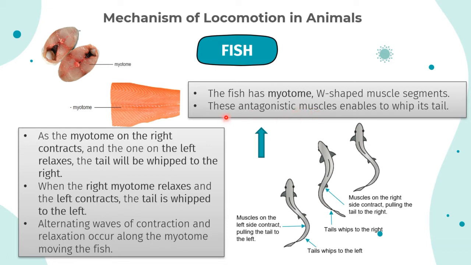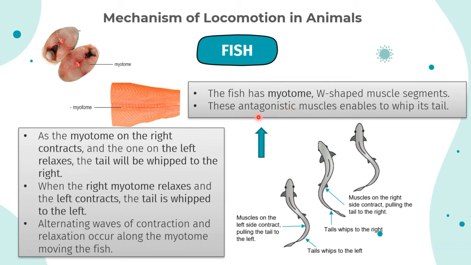This antagonistic muscle enables the fish to whip its tail, to move its tail to the right and to the left, and then it will cause the fish to move forward. So you have to know that myotomes are antagonistic muscles. For example, when the right myotome contracts, at the same time the left myotome will relax.